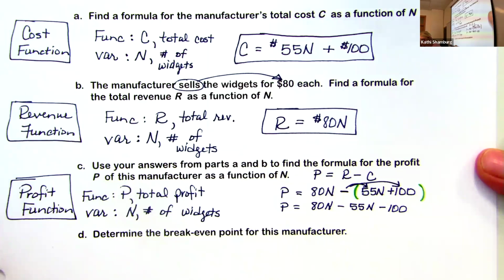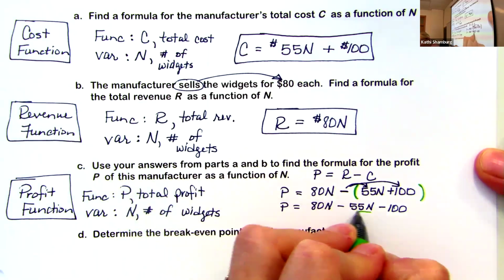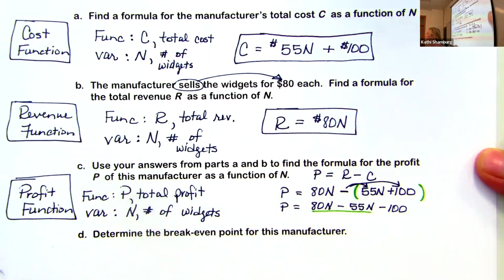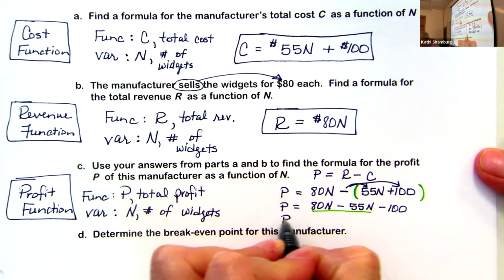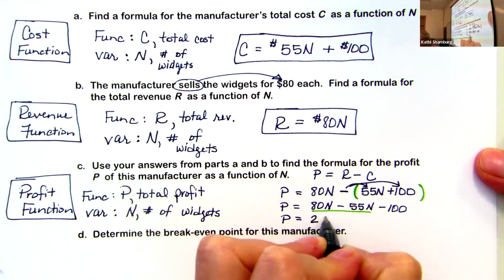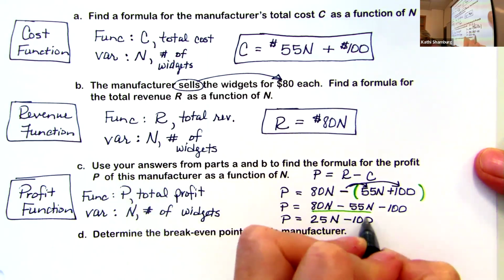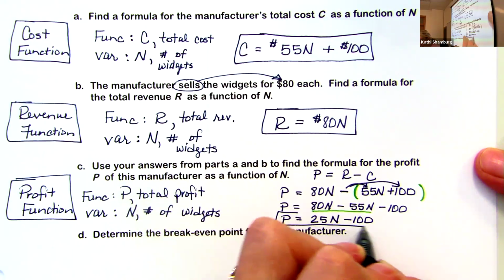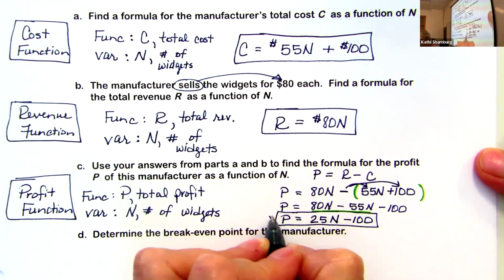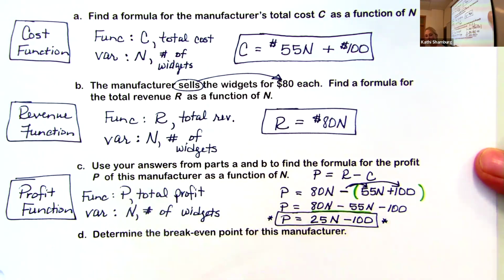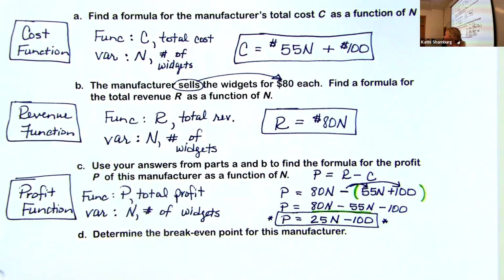And then your 80N and your 55N, well, if I have 80 widgets and I take away 55 widgets, how many widgets am I left with? So I have 25N minus 100. This is your profit function right here, which required a little bit of math to it.